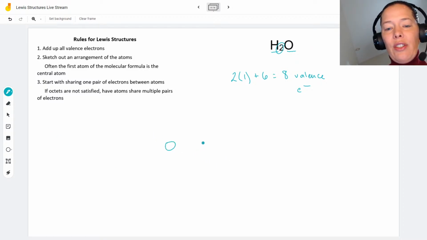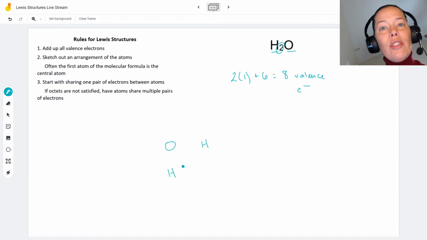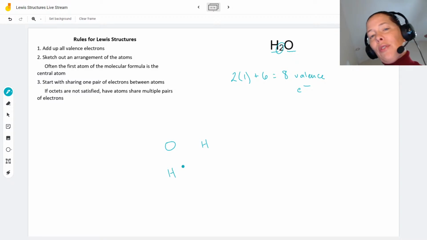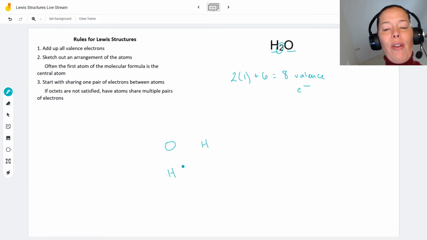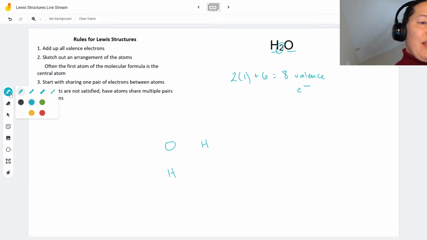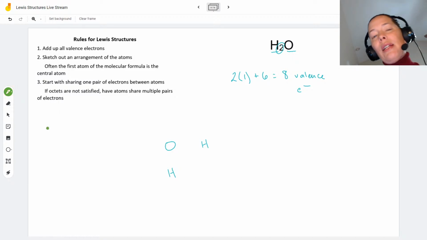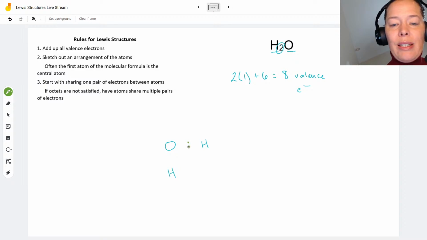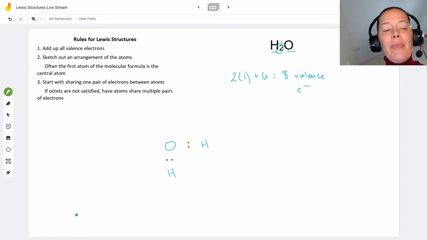So here is oxygen in the middle, and I am going to throw these hydrogens just around it, wherever. Again, it doesn't matter if you put them on the left or the right or above or below the oxygen. They just need to be somewhere around there so we can put electrons in. And now let's make single bonds. Let's put 1 pair or 2 electrons in between my atoms. So we'll make a single bond between oxygen and this hydrogen, and a single bond between oxygen and that hydrogen.